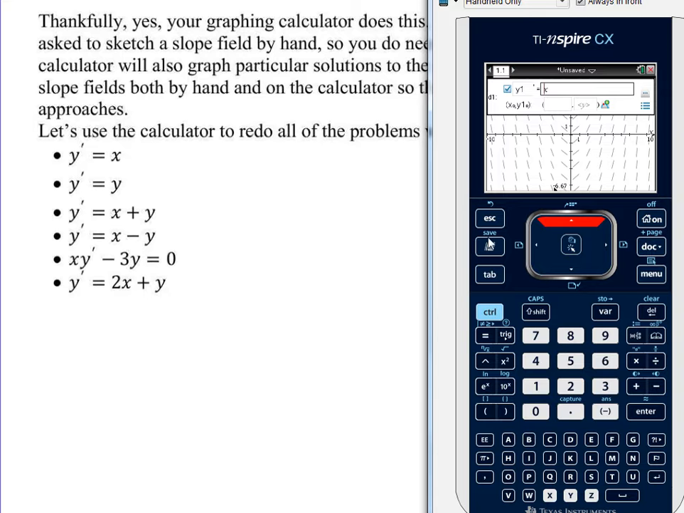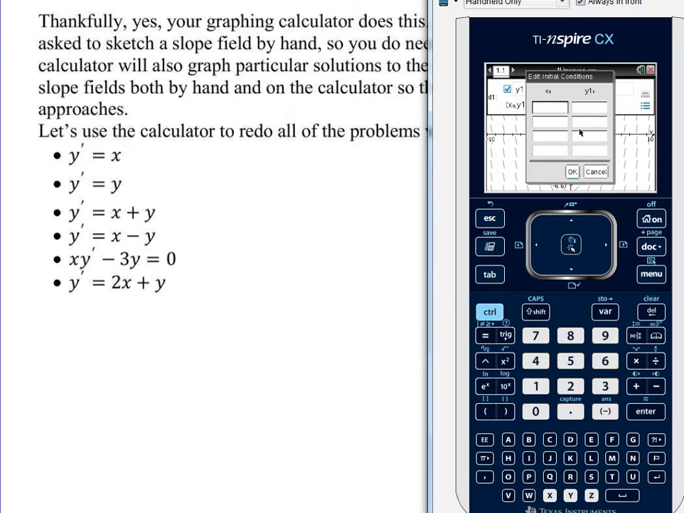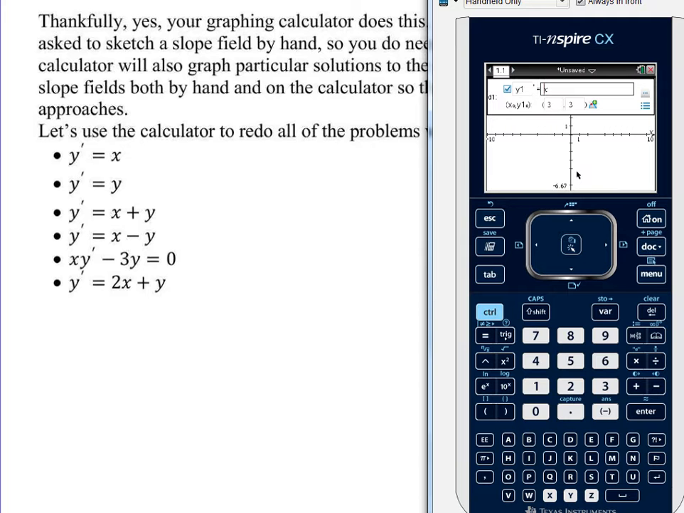Then, if you want to put a particular solution on there, you have an ordered pair that you can enter in. If you want to enter in more than one ordered pair, then you're going to click on this little guy over here, and it'll bring up a window of several ordered pairs that you can type in. So let's just try one of them. Let's try like 3, 3. And then hit OK, and I'll get out of that window, and there we go.